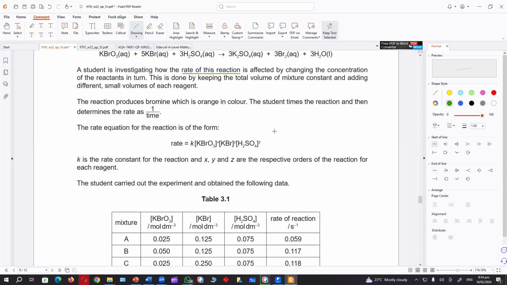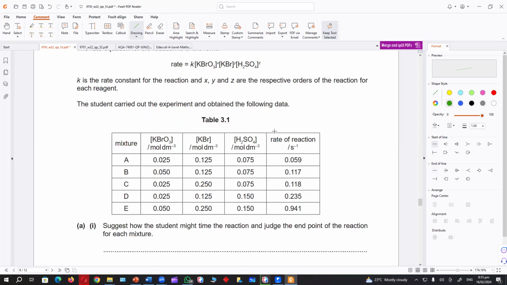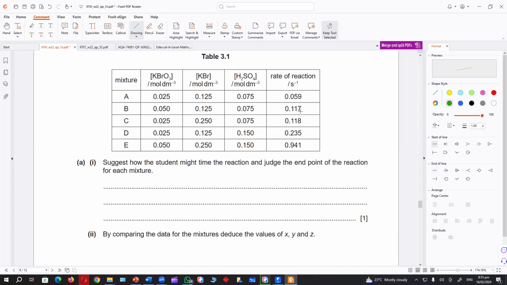The student times the reaction and then determines the rate as 1 upon time. The rate equation for the reaction is of the form: K is the rate constant, and X, Y, Z are the respective orders of the reaction for each reagent. The student carried out the experiment and obtained the following data. Suggest how the student might time the reaction and judge the end point of the reaction for each mixture.